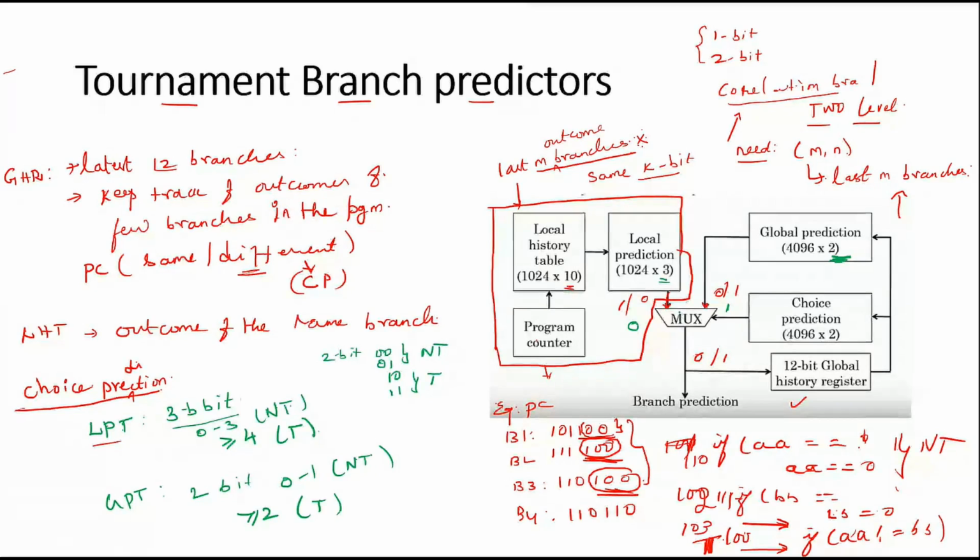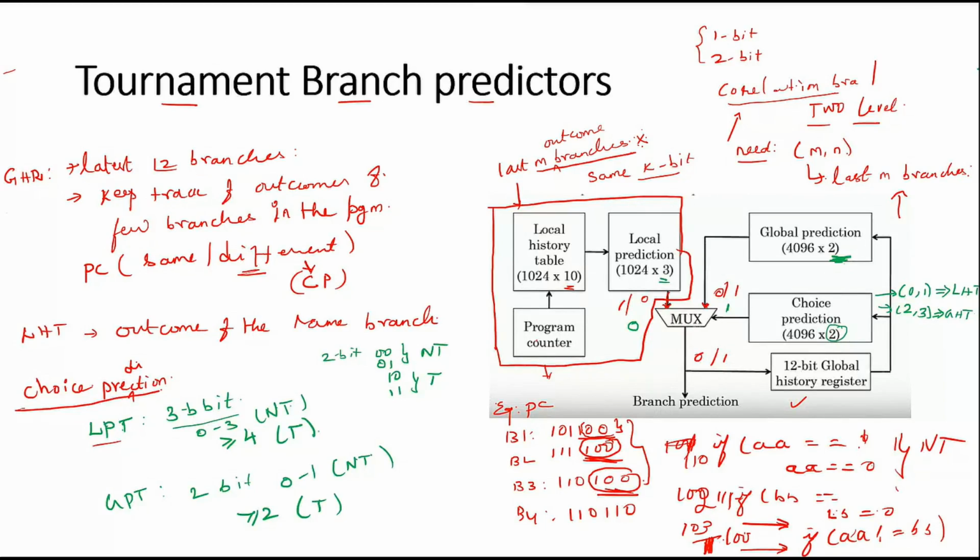Now when the choice prediction comes into the picture, when the outputs are different, the choice prediction is also 2 bit. In case of choice prediction, if the value is 0 or 1, it takes the output from the local history table. If the value is either 2 or 3, it will take the output from the global history table. This is the place where the choice prediction circuit plays its role. Understood?